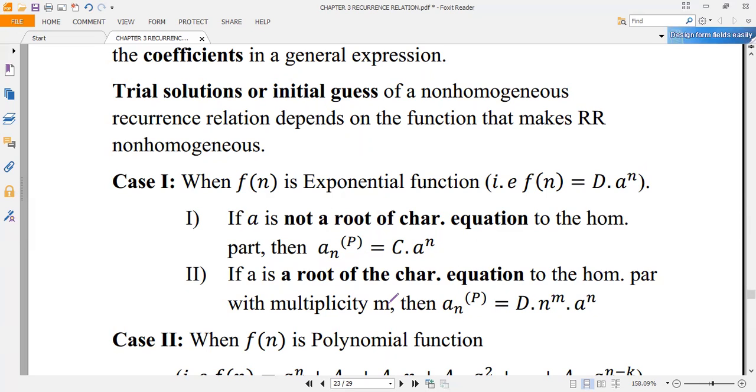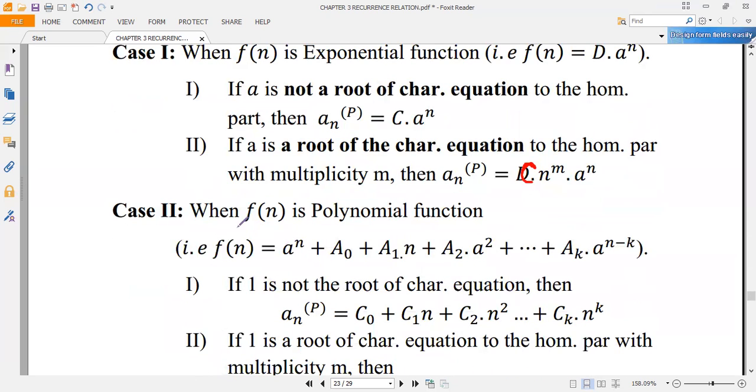with multiplicity m, then the initial guess will be taken as c times n to the power of m times a to the power of n, where n to the power of m accounts for the multiplicity of the root a.